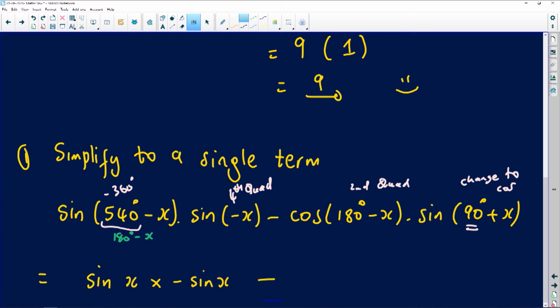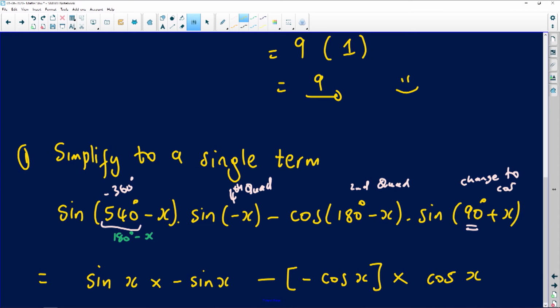This is the second quadrant. In the second quadrant, cosine is negative. So I'm basically sitting here with something which I'm going to call negative cosine of x, right? Multiplied by. Now, the last factor is sine(90 plus x). Like I said, 90 plus, you're going to change your ratio to cosine. So this is going to be cos of something, where something happens to be x. The question is, is this going to be negative or positive?